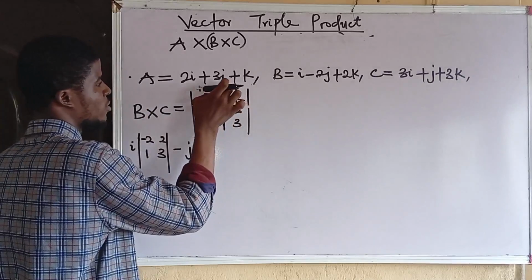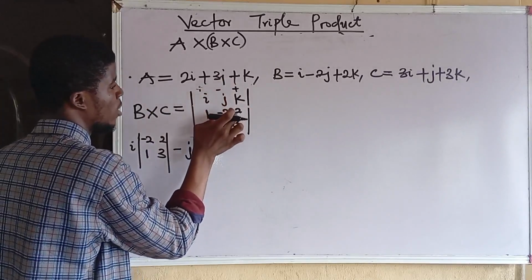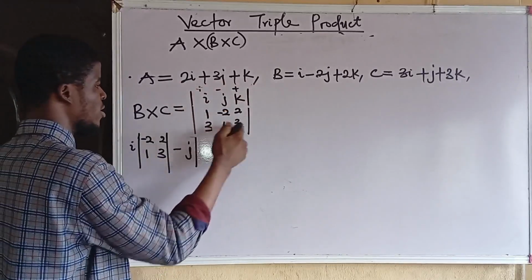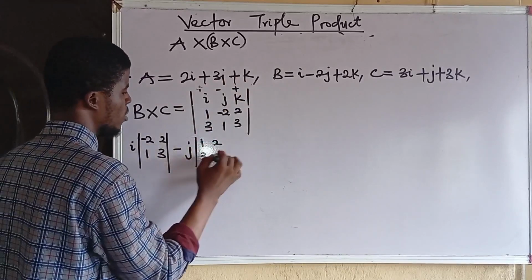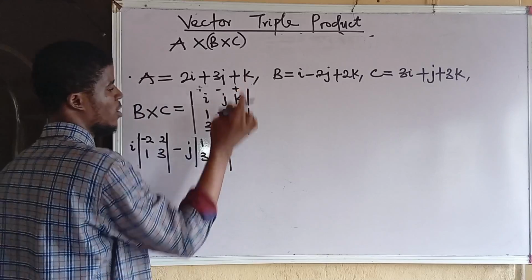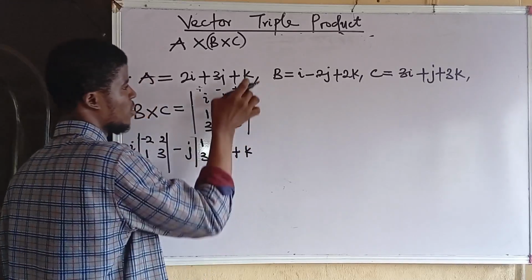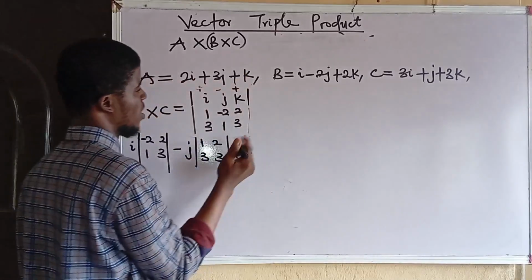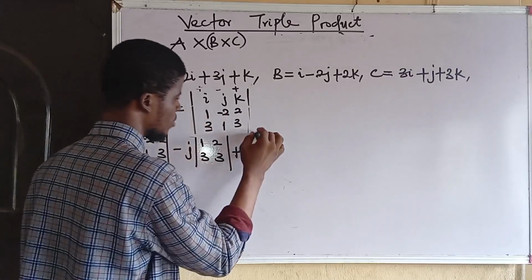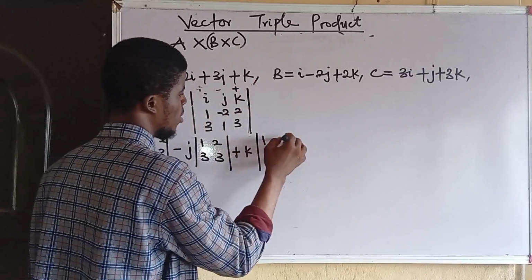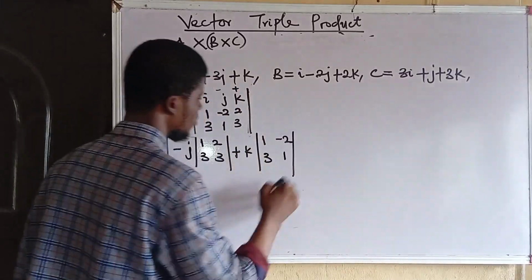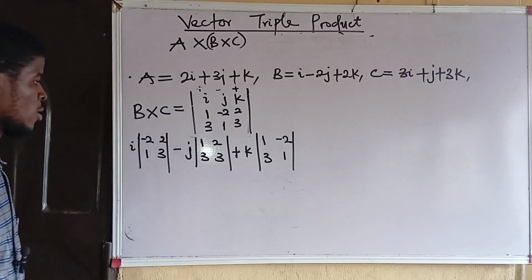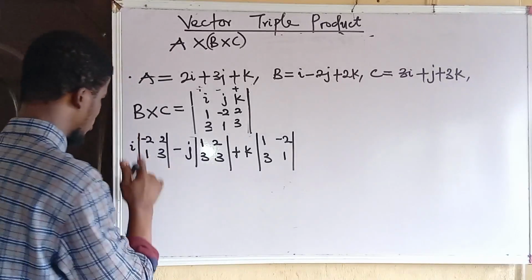Close up this second column of J, close up this first row. So we're having 1, 2, 3, 3. Then K has a plus. Close up this column of K, close up this row of K. We'll be having 1, -2, 3, 1. There's a video for cross product of vectors you can watch. Okay, so this is it.